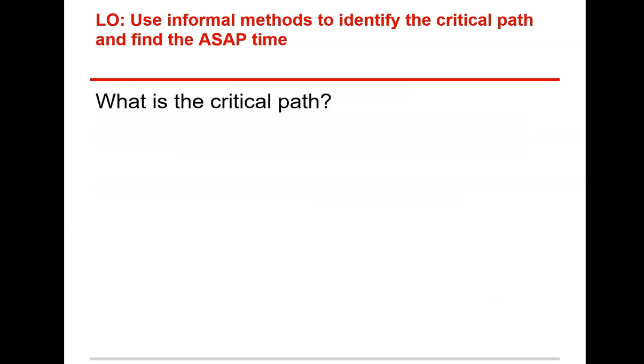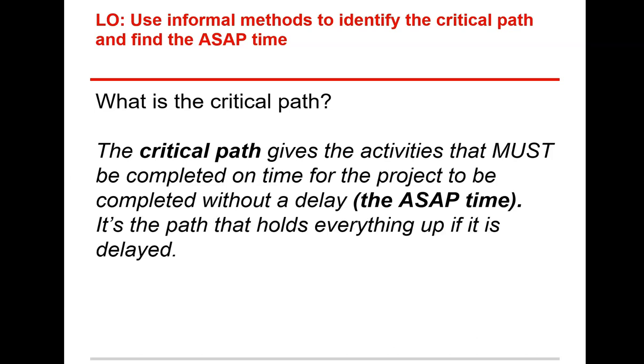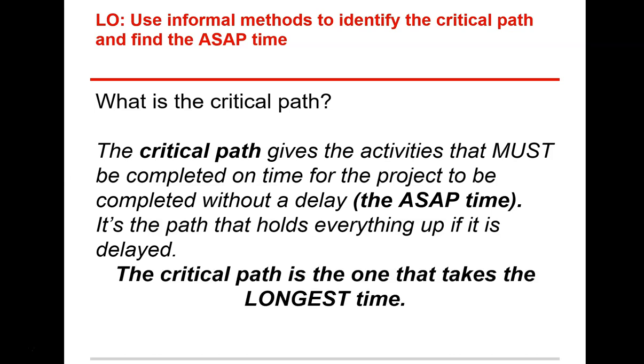Okay, so what is the critical path? The critical path gives the activities that must be completed on time for the project to be completed without delay. The ASAP time is what we like to call it. It's the path that holds everything up if it is delayed. So if one part of this path is delayed, you can't finish the project. You've got to finish this part of the project before you can finish the rest. So the critical path is usually the one that takes the longest time. It's the longest path. The critical path is the longest path.